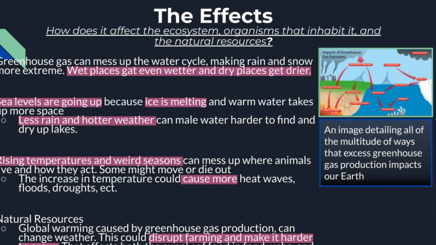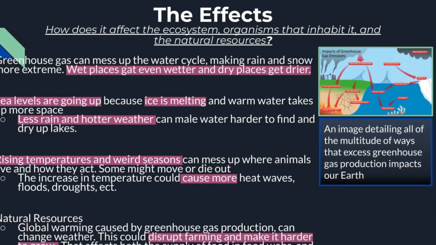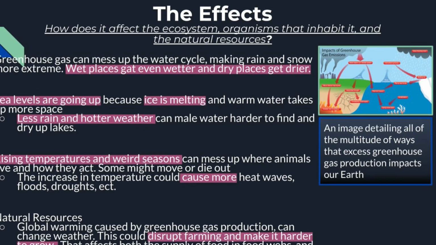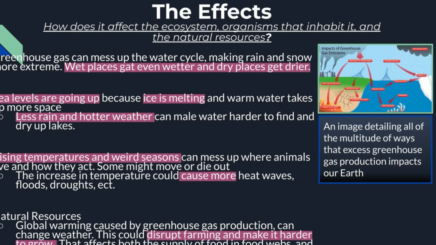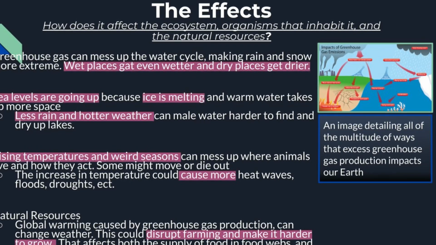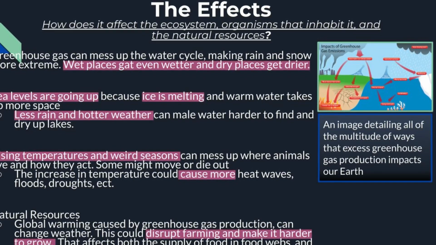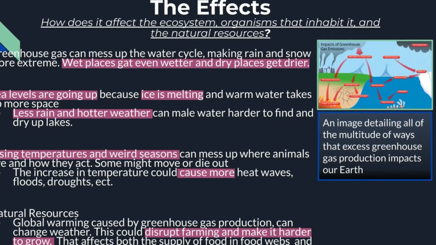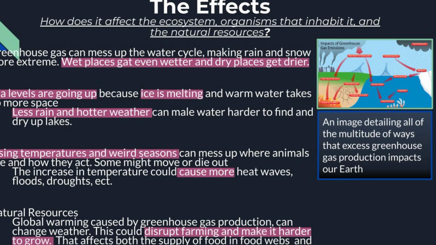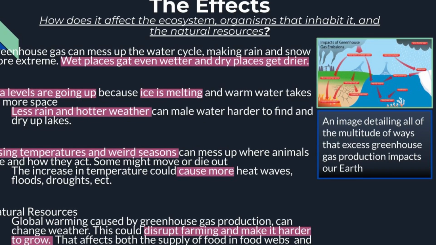Slide 4: The effects. This rise in temperature causes major changes in the environment. It disrupts the water cycle, making rainy areas even wetter and dry areas drier. Ice caps and glaciers are melting, which raises sea levels and increases the risk of flooding in coastal areas. Lakes and rivers can shrink or dry up, making fresh water harder to find.